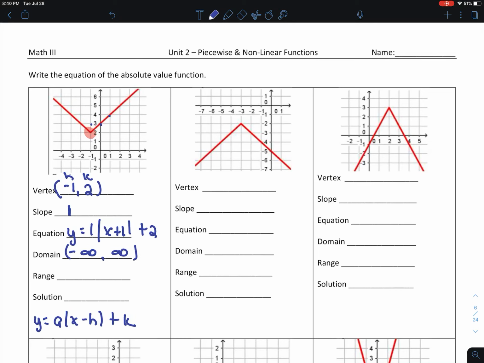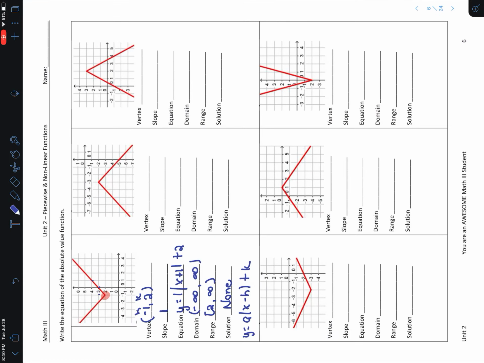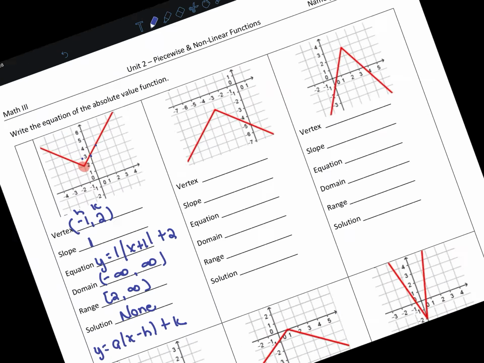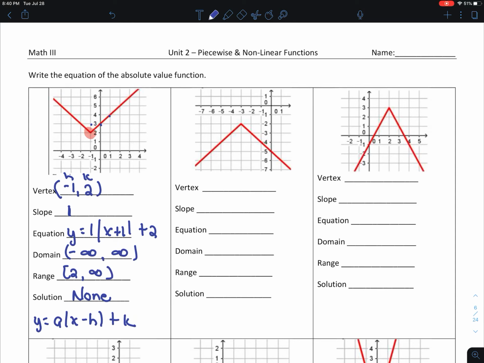So my domain, my range, since I started at 2, my range goes from 2 to infinity. And my solutions are none, because it never crosses the x-axis. Okay? Let me do another one with you.